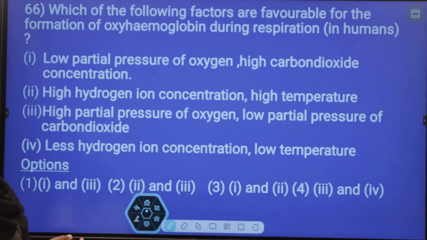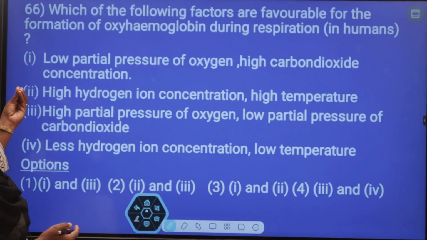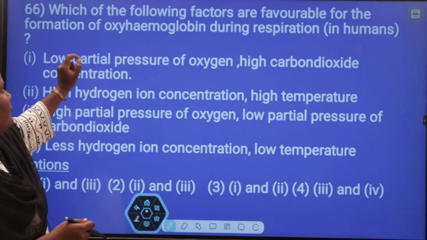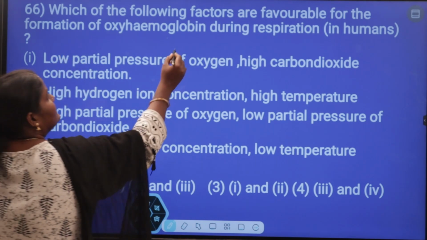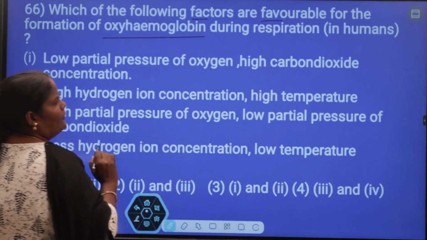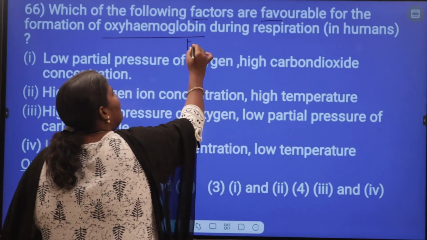Question regarding the breathing and exchange of gases. Statement question. Low partial pressure of oxygen. Sorry, let's discuss the question first of all. What are all the factors favorable for the oxyhemoglobin formation? Usually there are 4 factors which are favorable to oxyhemoglobin.